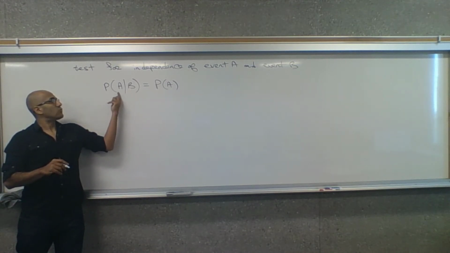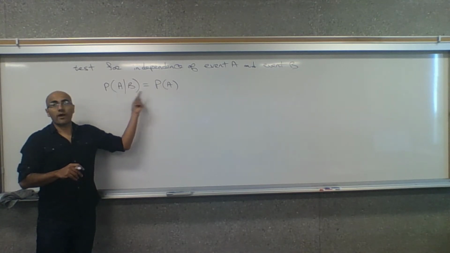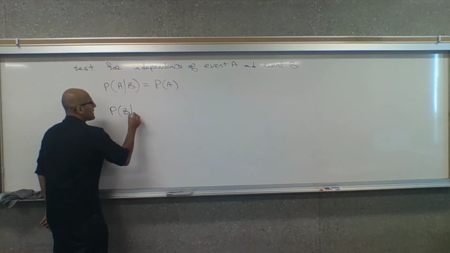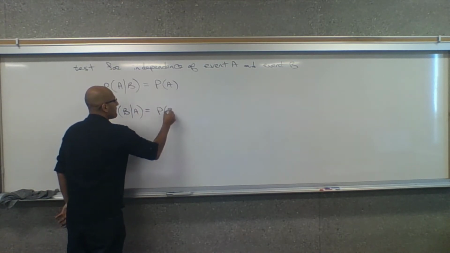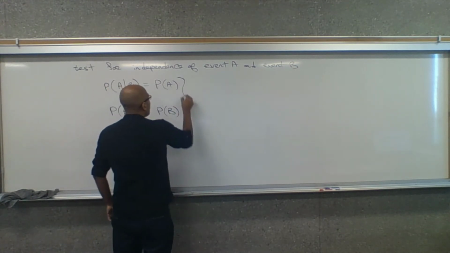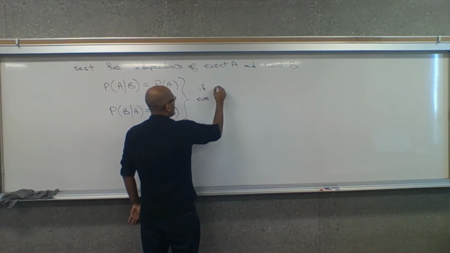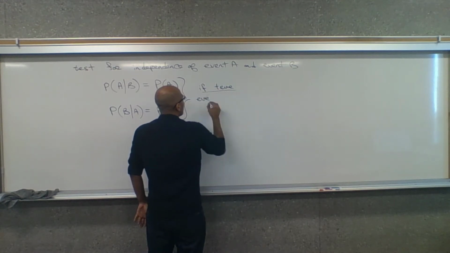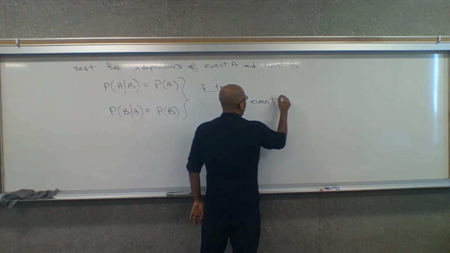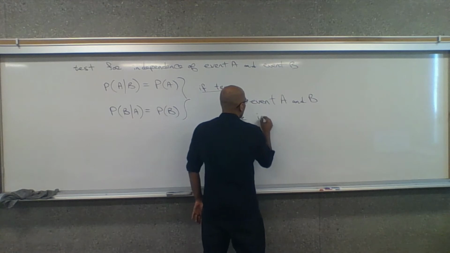So this is the case where the new information that B occurred did not affect your probability. Independent. And then the other way around, same thing. Probability of B given A is equal to the probability of B. So this newfound information made no difference at all. If this is true, then event A and B are independent.